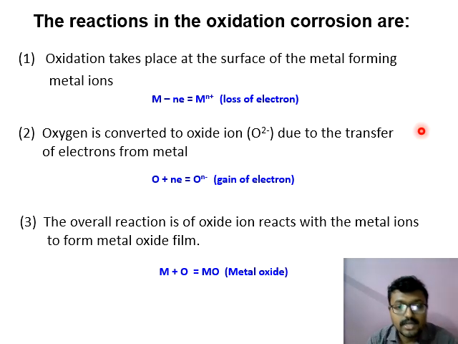Now there are three important reactions in this corrosion. First one, first reaction, that is oxidation of the metal. So the metal will release electrons and form M plus, right? If n number of electrons is released, then it will form M n plus. Now these n electrons will go to oxygen, which is present in our air. When oxygen takes these electrons, it forms oxide. Now this metal ion and oxide combine and form metal oxide. So these are the three basic reactions of oxidation corrosion.